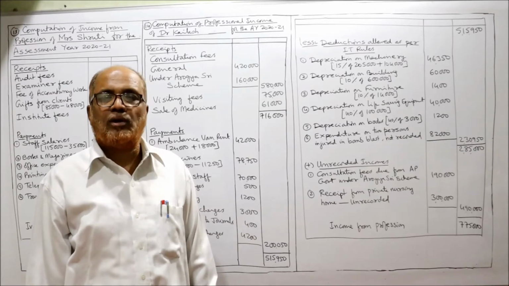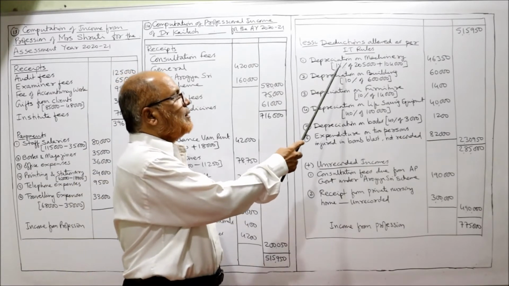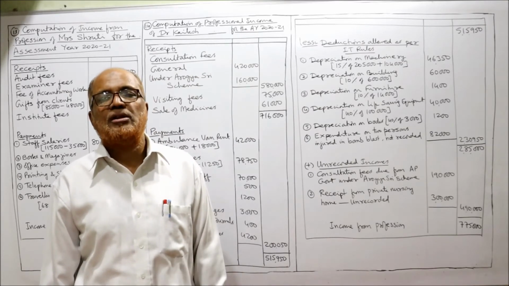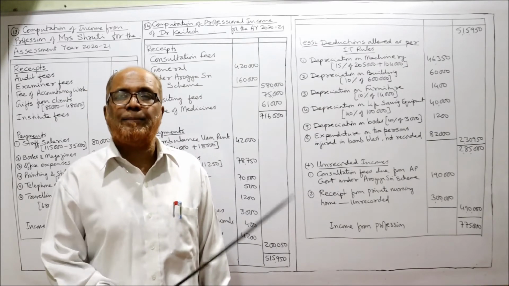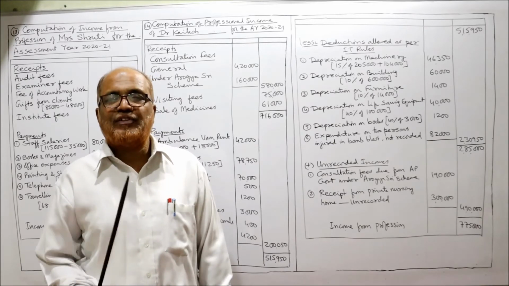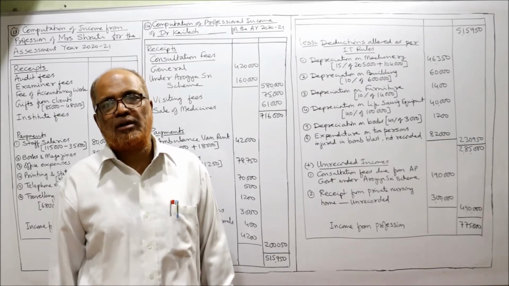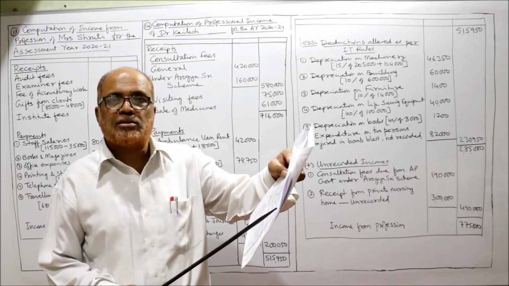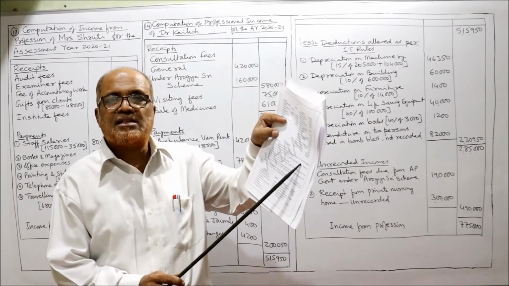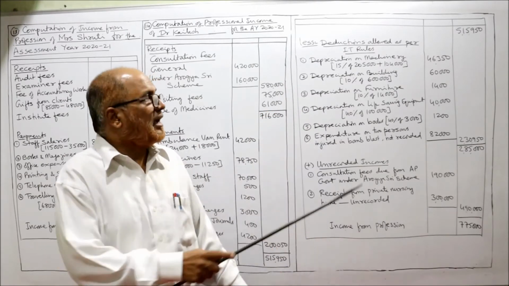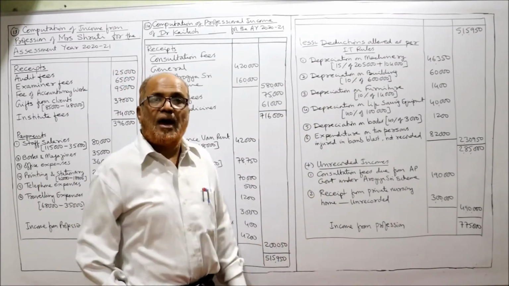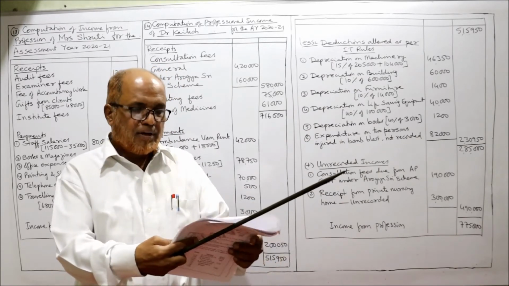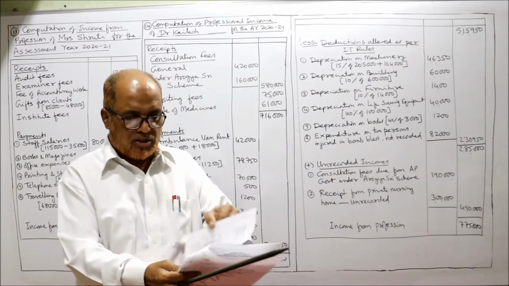From 5,15,950, deductions allowed as per IT rules. So what are the deductions allowed? Depreciation. The first one, depreciation on machinery. The rate of depreciation is 15%, as specified by the Income Tax Act. At the beginning of the year, machinery was 2,05,000, as given in the adjustment. And during the year, surgical equipment was purchased. How much?